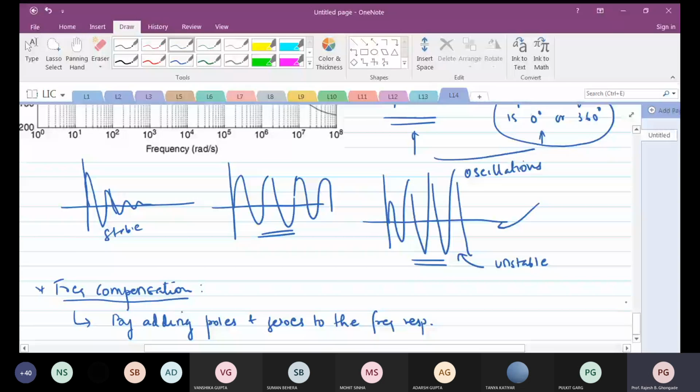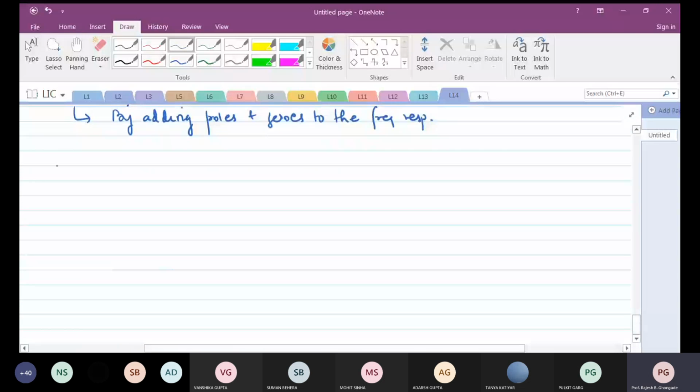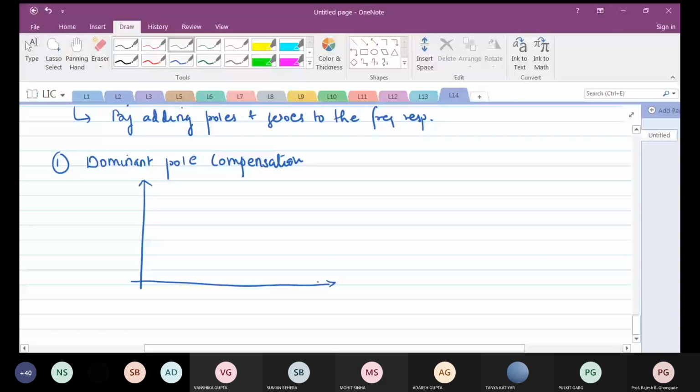So there are 3 methods of compensation. One is the dominant pole compensation. Now, if you look at the frequency response again, this was with, let us say, no compensation. Like this. So there was no compensation. This is just a partial transfer frequency response of the operational amplifier.